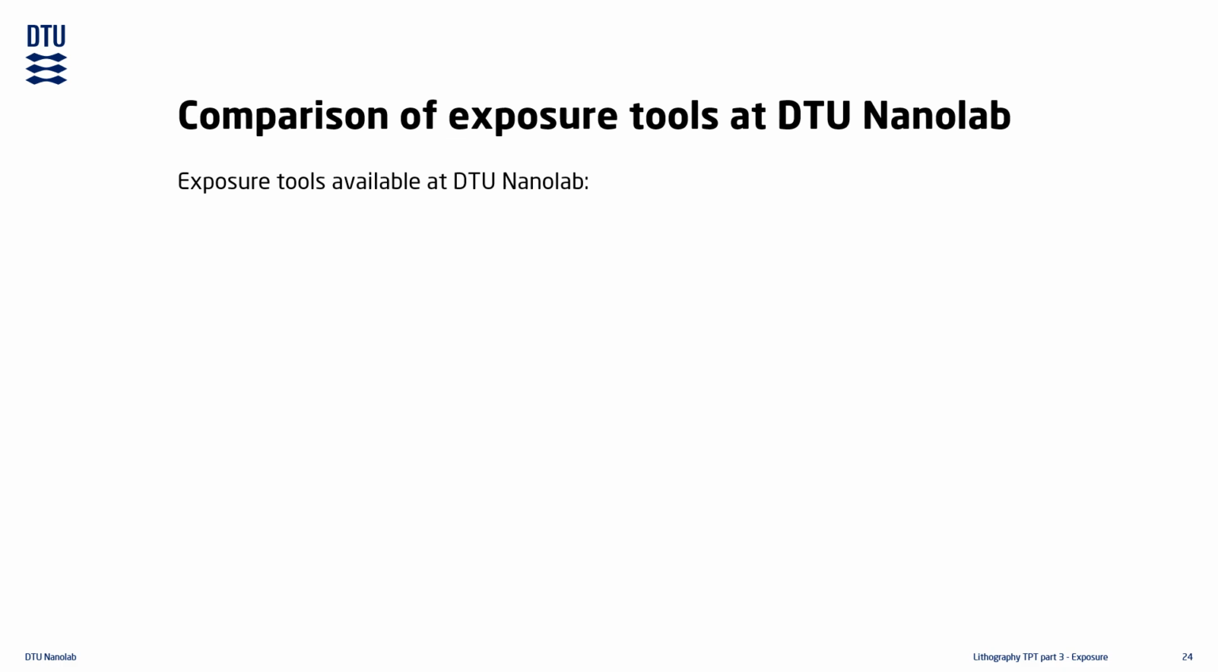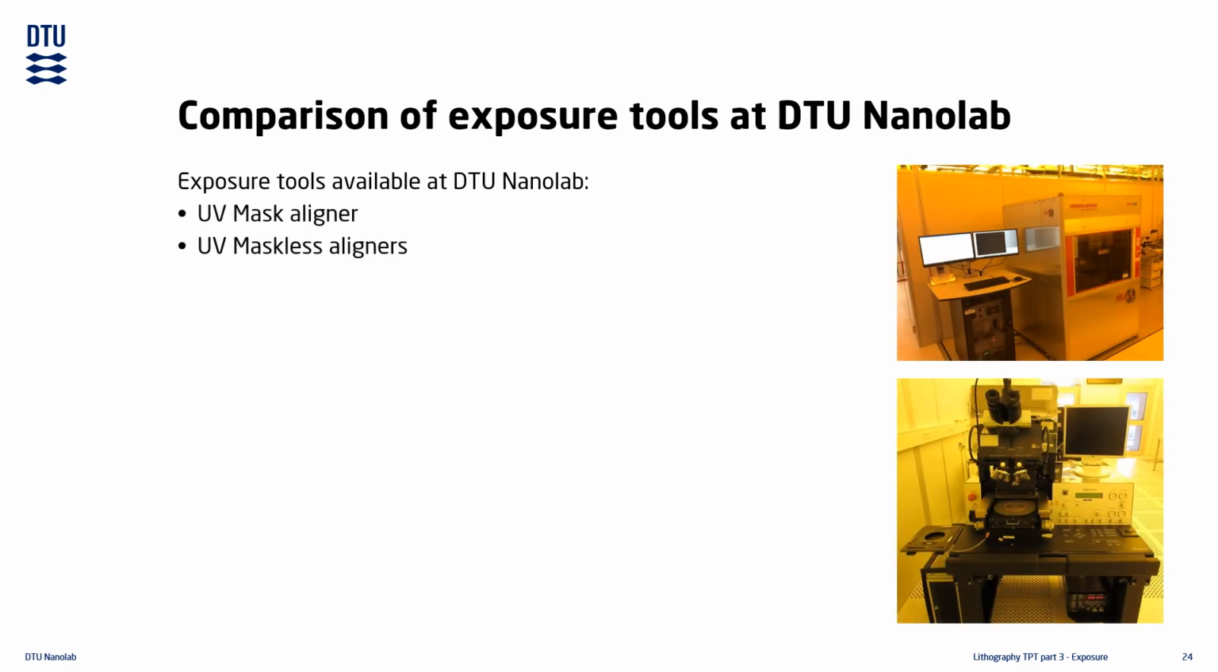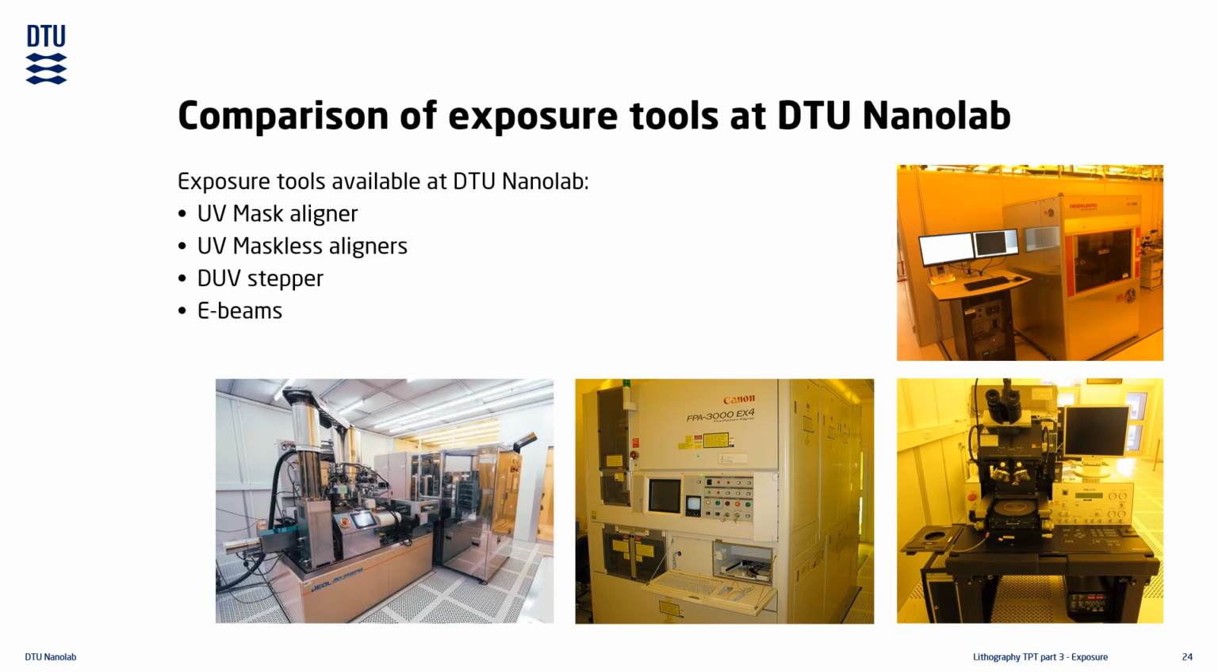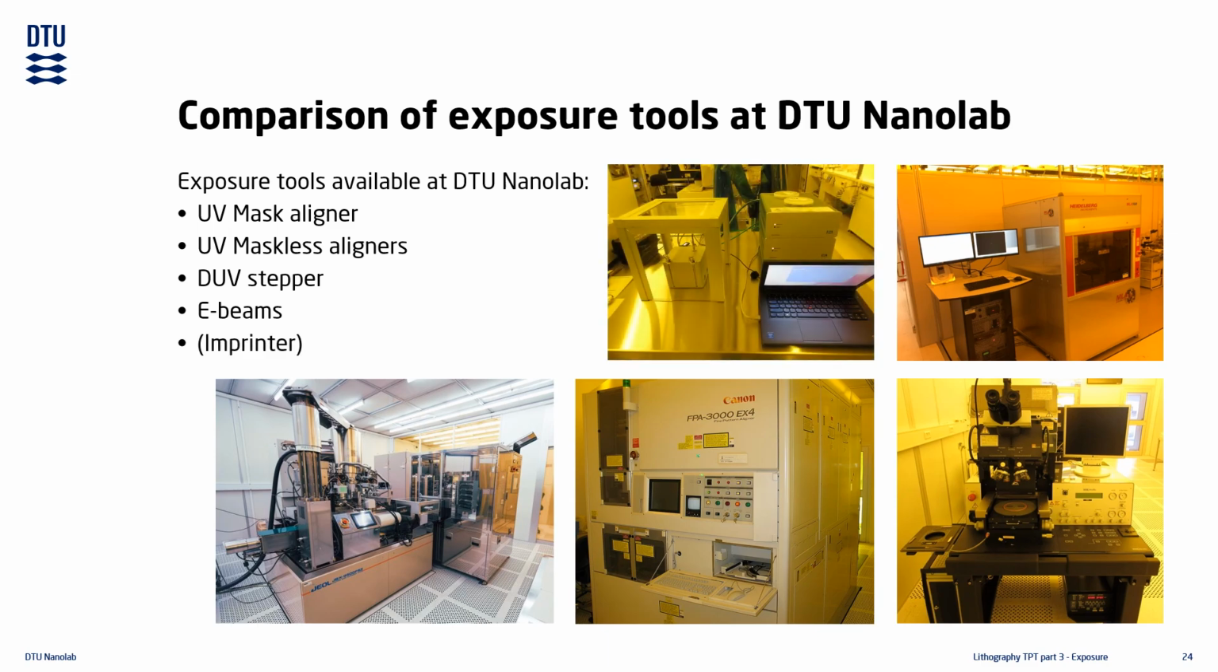For most lithographic work bigger than 1 micrometer, we have mask aligners and maskless aligners. For work between 200 nanometers and 1 micrometer, we have a deep UV stepper. For work between 10 nanometers and hundreds of nanometers, we have E-beams. And although technically not exposure tools, we also have imprinters. The resolution of these is determined by the resolution of the stamp and can work in all three mentioned size ranges.